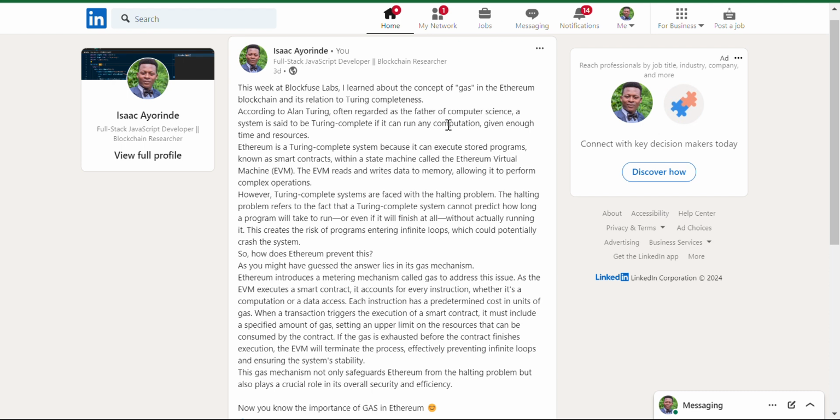Blockfuse Lab Week 2. Okay, so earlier last week, I made a post on my LinkedIn account, which I'll be sharing with us today so we can all get updated on my learnings at Blockfuse Lab. Earlier last week, I learned about the gas mechanism in the blockchain. Why do we use gas? What is gas used for?